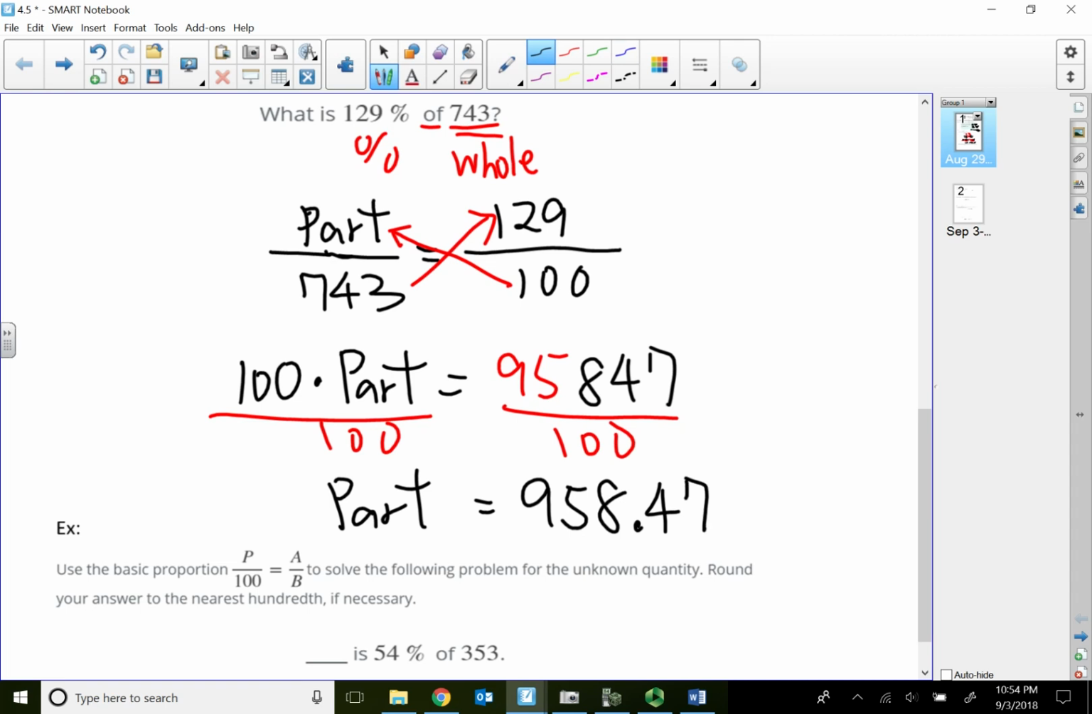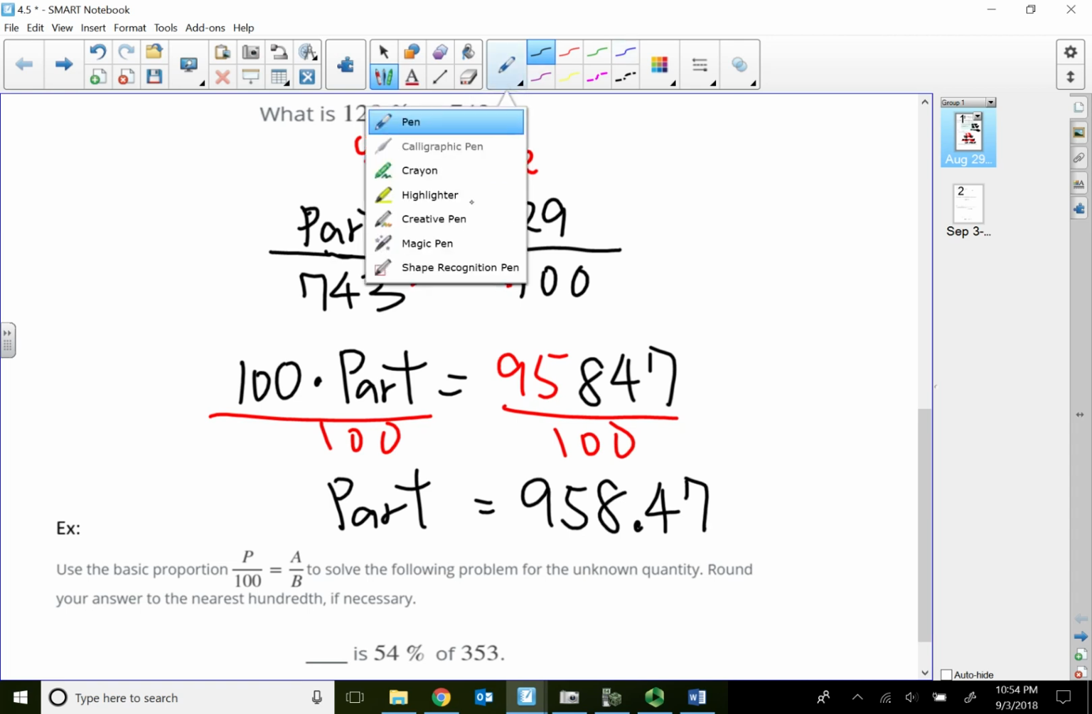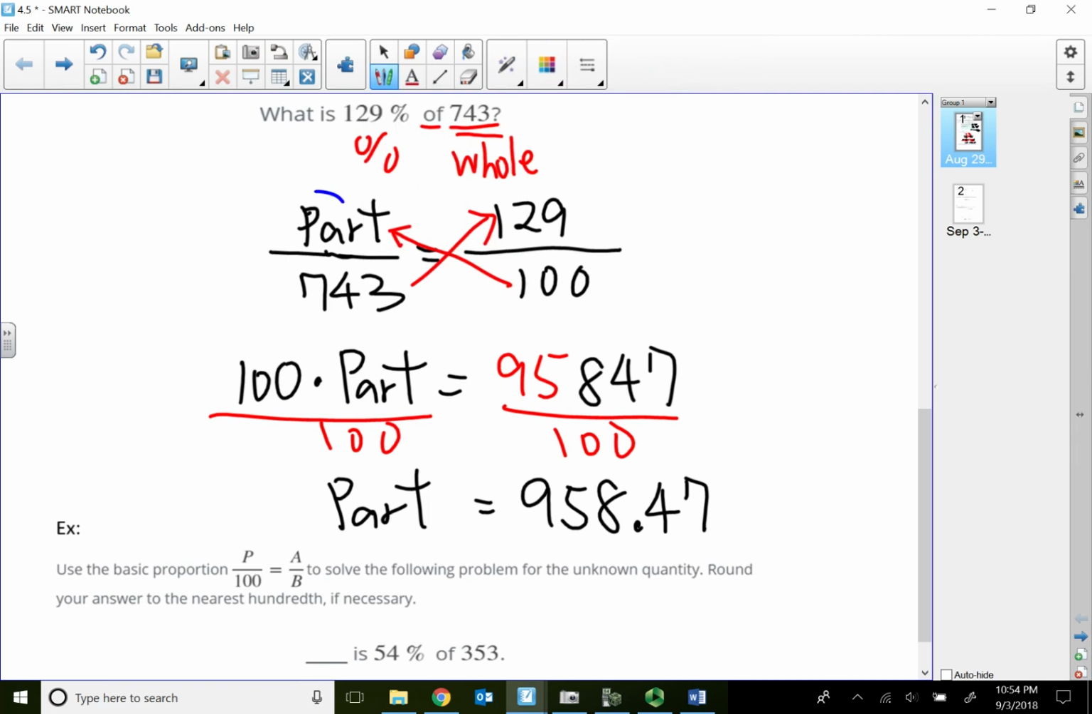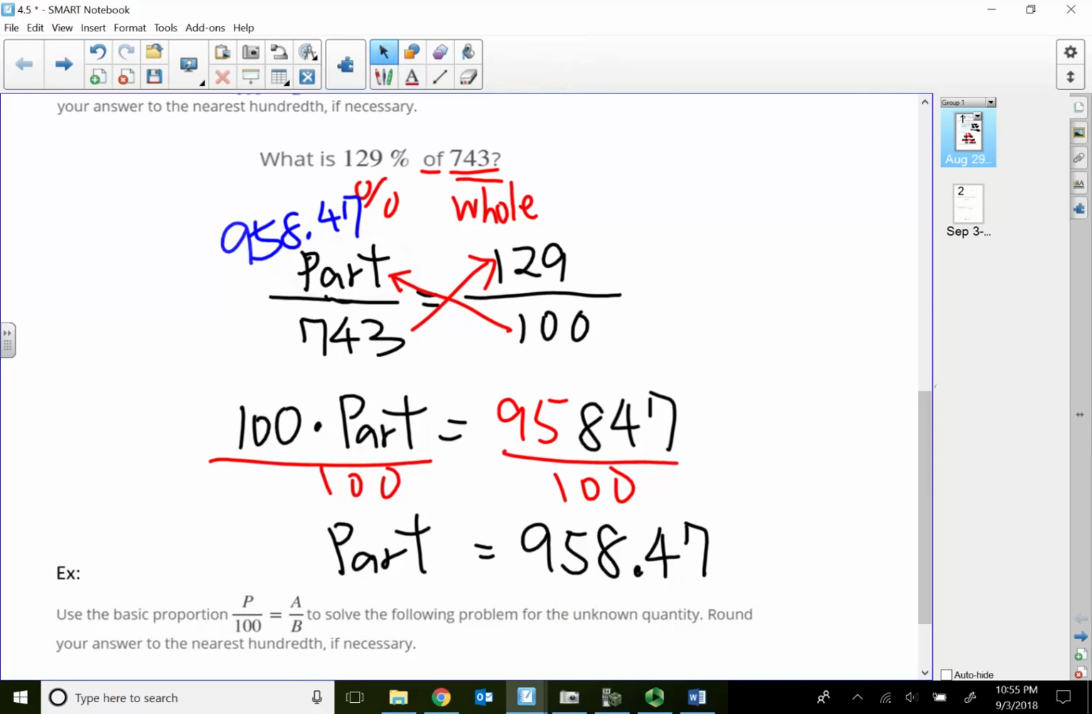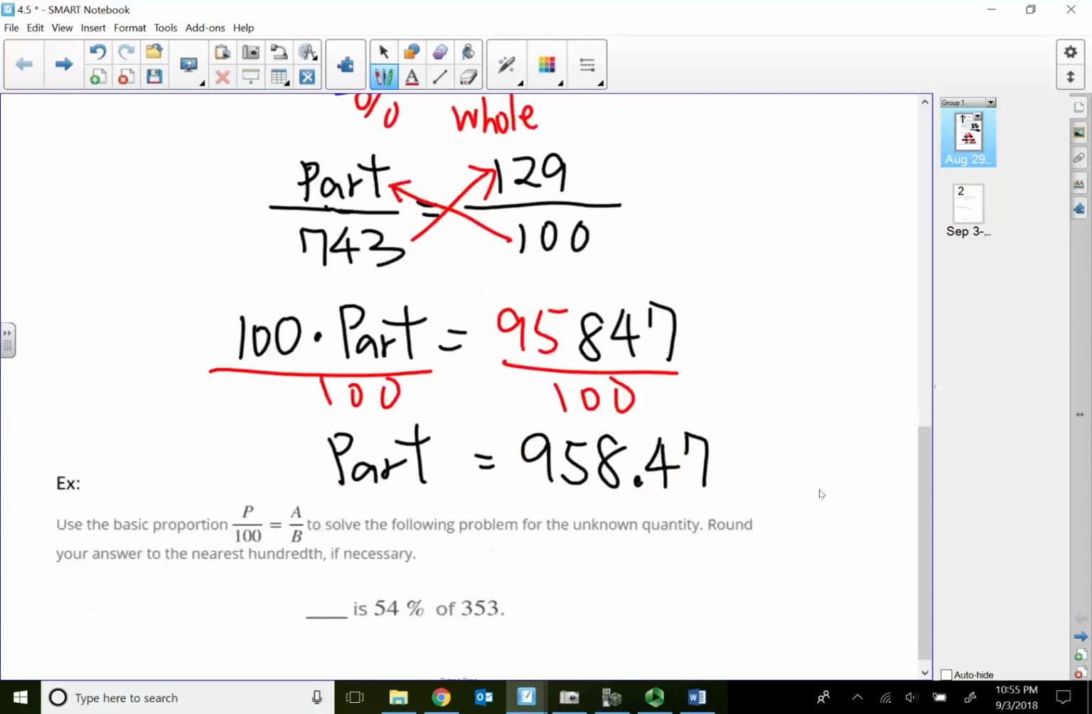So think about this. My answer shows the part is 958.47, which is bigger than the whole. So when is the part bigger than the whole? When my percent is over 100%. Whenever I'm over 100%, that's when the part is bigger than the whole.